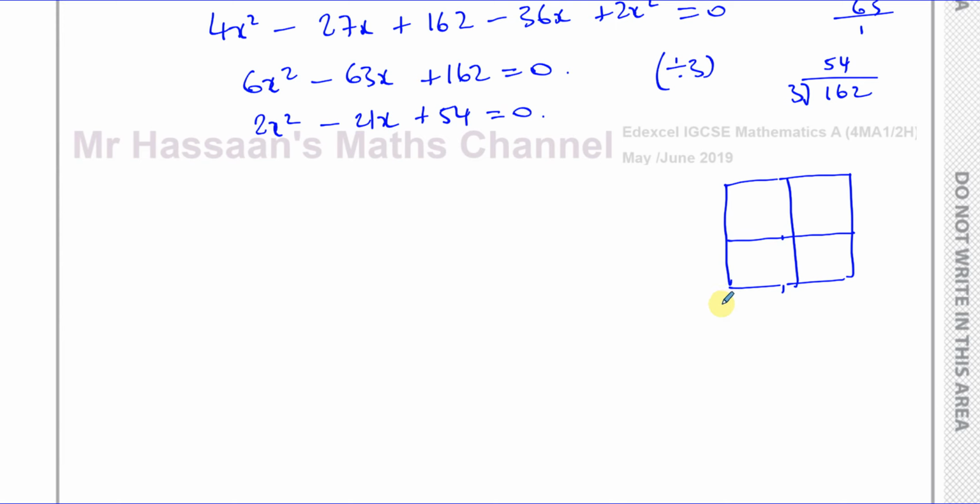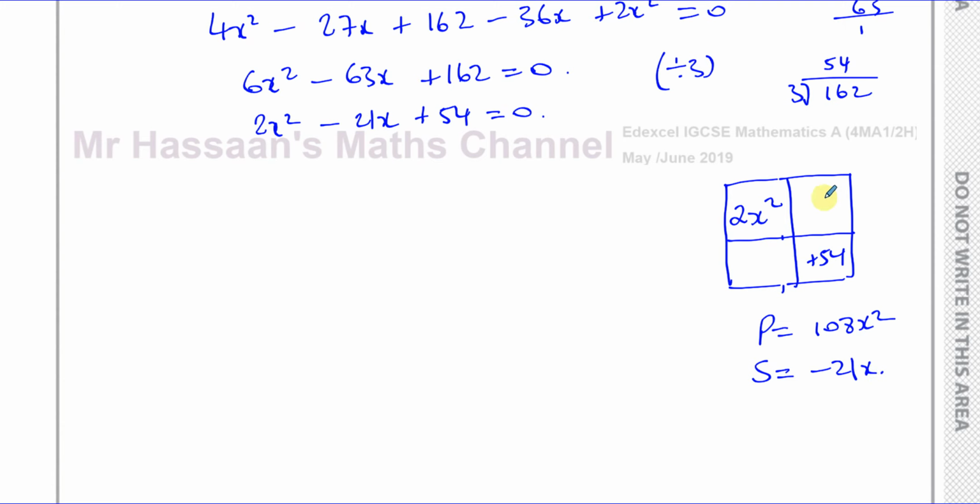Now I'm going to use my little window method to do this. It's the same as splitting the middle term. So basically, I'm going to write the x squared term on the top left, and the constant term, which is plus 54, on the bottom right. I know that these two numbers multiply to give me the same as those two numbers. So the product of these two numbers must be 2 times 54, which is 108x squared. And the sum of these two numbers must be the same as the middle term, which is negative 21x.